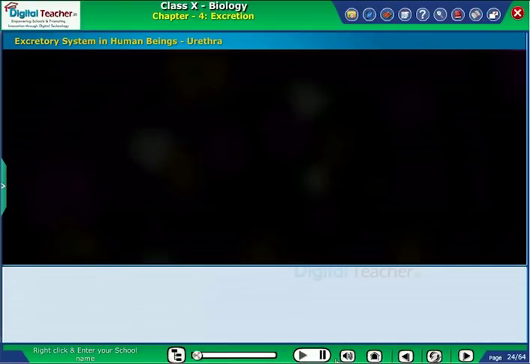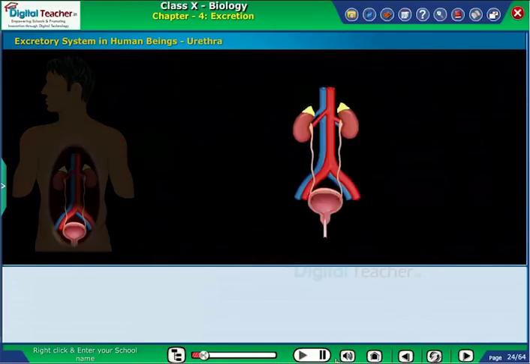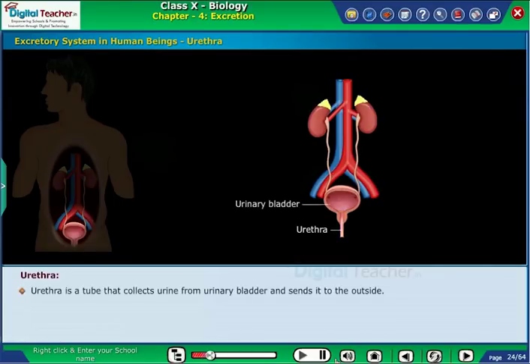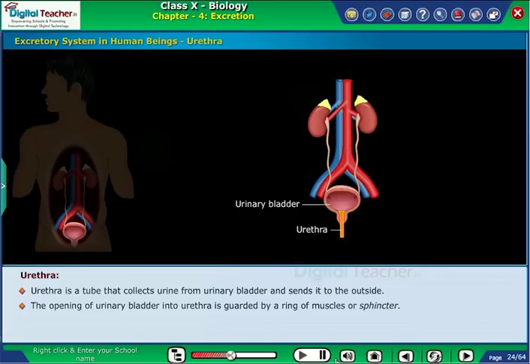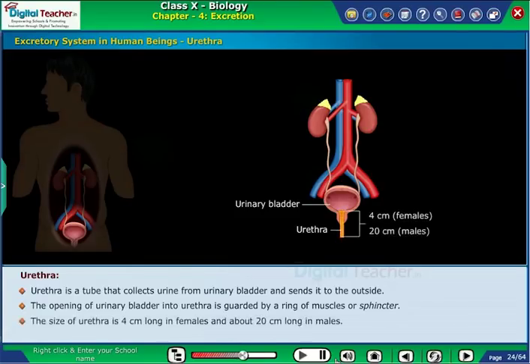Let us learn the functioning of the urethra in detail. Urethra. The urethra is a tube that collects urine from the urinary bladder and sends it to the outside. The opening of the urinary bladder into the urethra is guarded by a ring of muscles or sphincter. The size of the urethra is 4 cm long in females and about 20 cm long in males. Its opening is separate in females but is in common with the reproductive tract in males, the urinogenital duct.